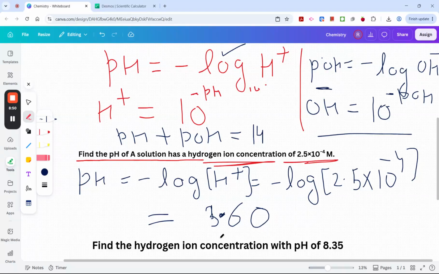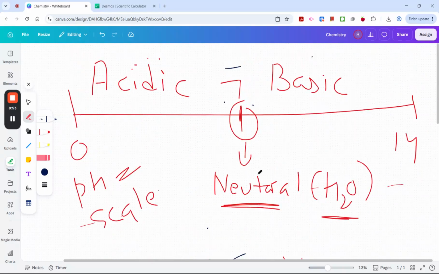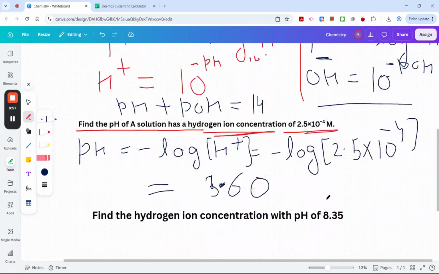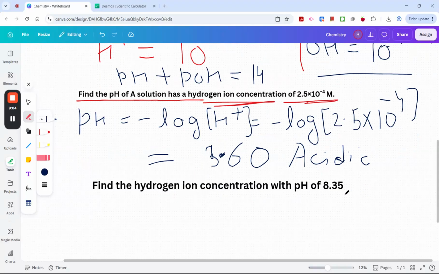Your solution is acidic or basic? 3.6. So 3.6 is here, so it means this is your acidic solution. Here we go. Acidic, sorry for the handwriting, acidic solution.